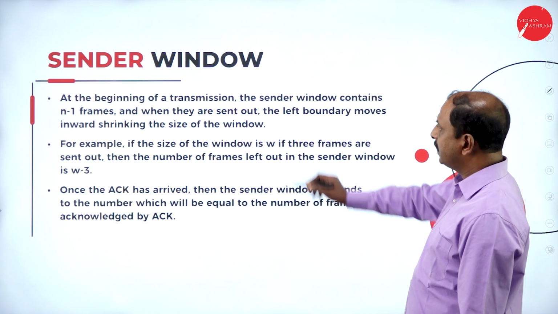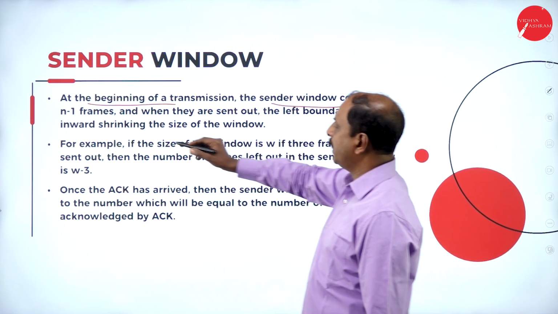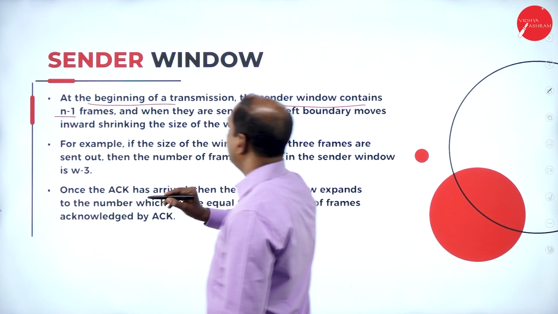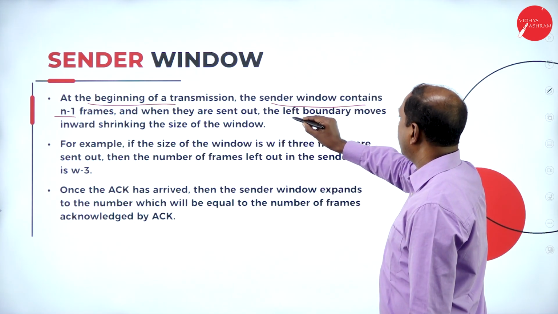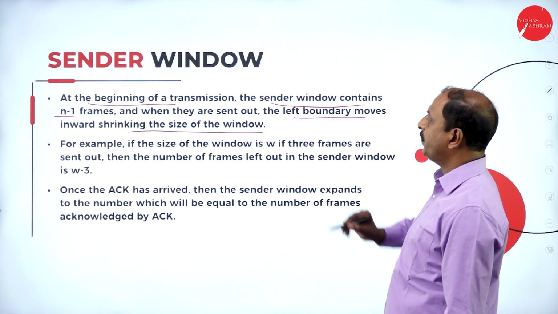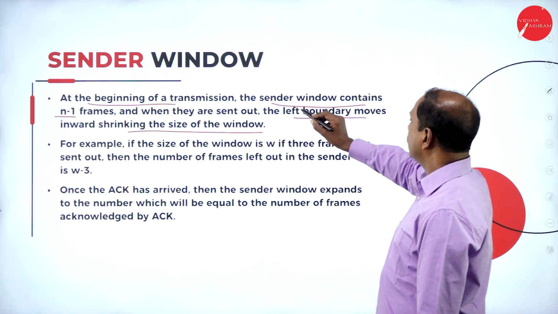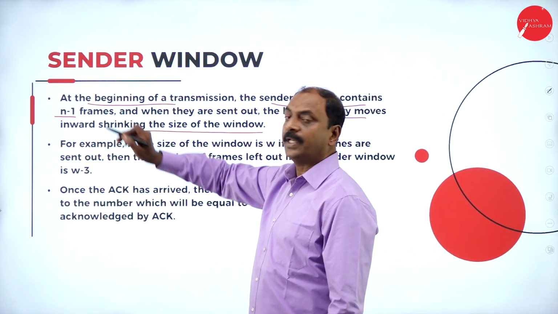Now in the next slide, at the beginning of transmission, the sender window contains n-1 frames, and when they are sent out, the left boundary moves inward, shrinking the size of the window. What is the meaning of this? At the beginning of the transmission, the sender window contains n-1 frames.